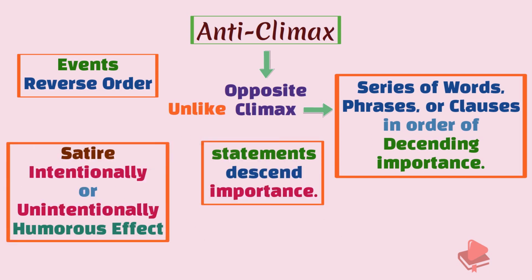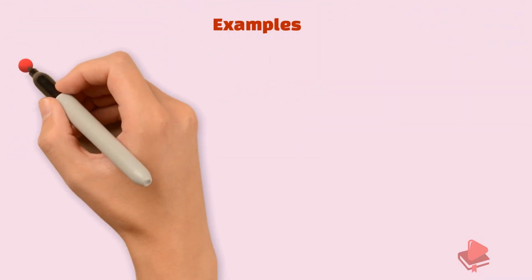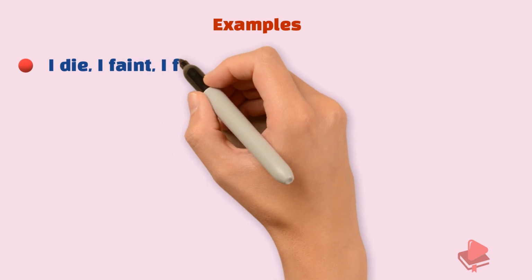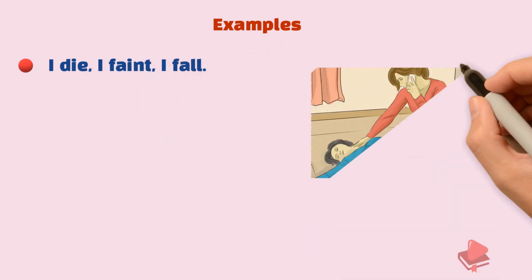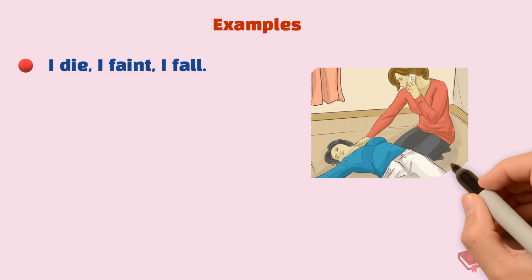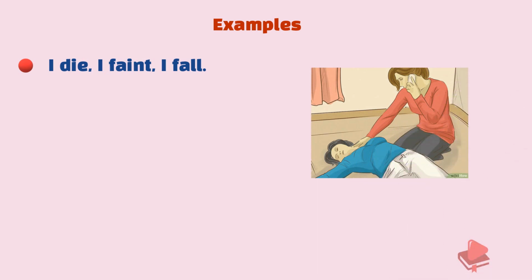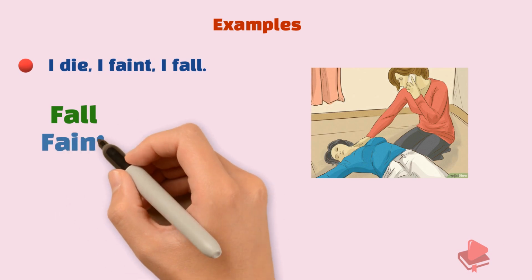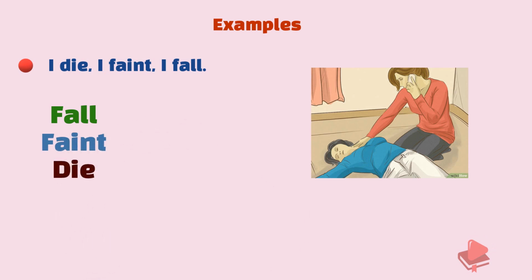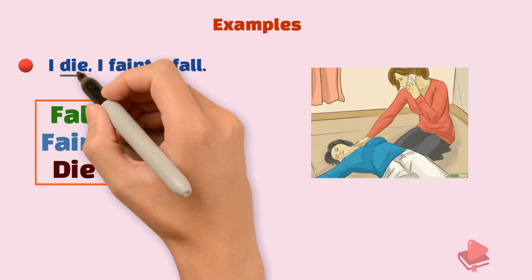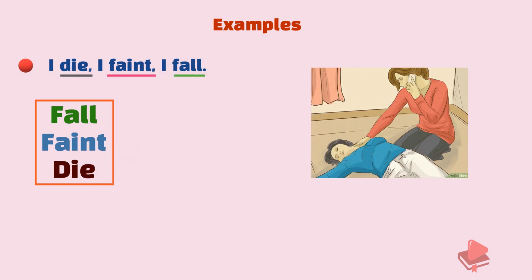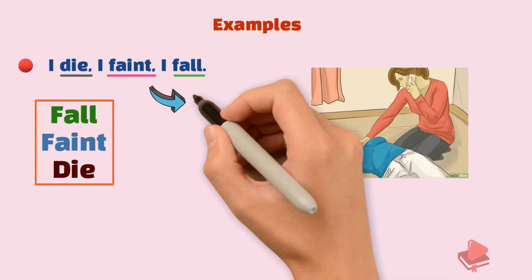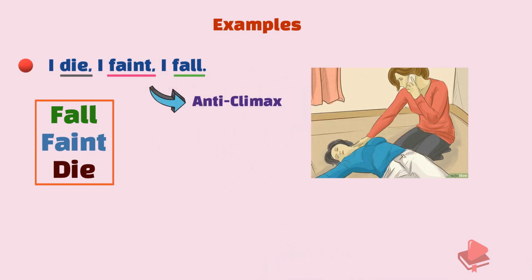Let's understand with some examples. I die, I faint, I fall. Here you can compare all three and understand the sequence is adversely reversed. Ideally, it should be fall, faint, and die. Here the sequence is opposite, which is die, faint, and fall. It is used for humor or exaggeration, as we have mentioned them in descending order of importance. So anti-climax is used here.